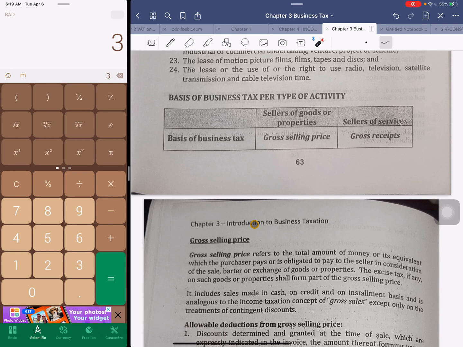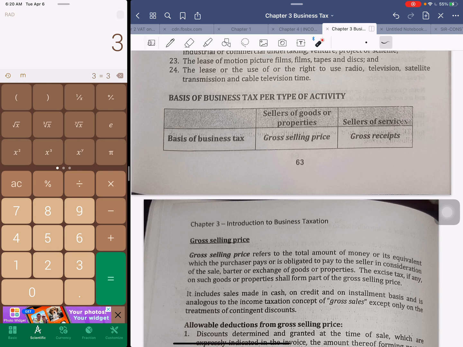Yan, no? So discuss lang natin yung basis of business tax per type of activity. So, of course, we have goods, no? Meron tayong sellers na nagbebenta ng goods, and of course, meron din nagbebenta ng services. So, siguro pangatlong beses ko na to or pang-apat ko na ata nasabi, ang basis ng business tax kapag nagbenta ka ng goods is nasa selling price, no? But kapag services, of course, ang basis niyan is nasa receipts, no?